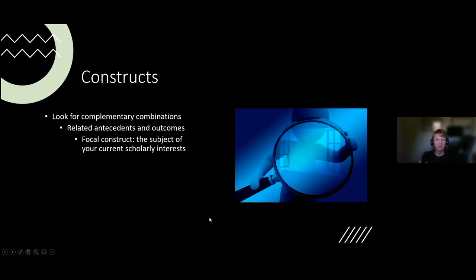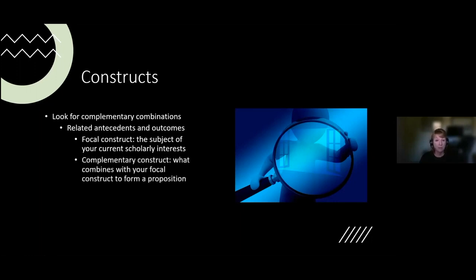So again, the focal construct is the subject of your current scholarly interests. So if somebody says, Barb, what are you studying these days? I'll say social sustainability. That's my focal construct. That's what I'm interested in. That's the focus of what I'm doing. So how could you describe your current interests in one word or two words?